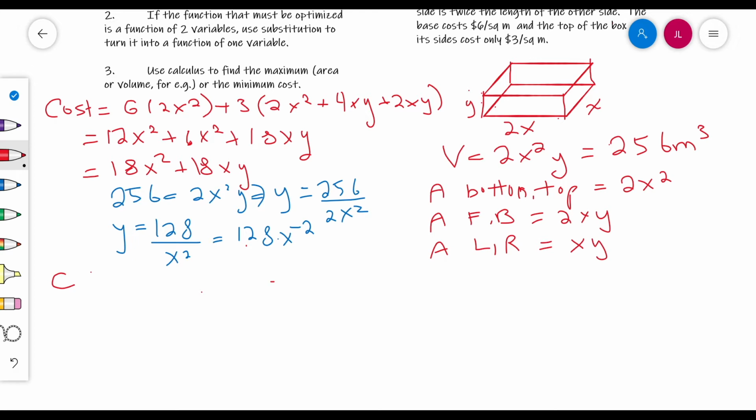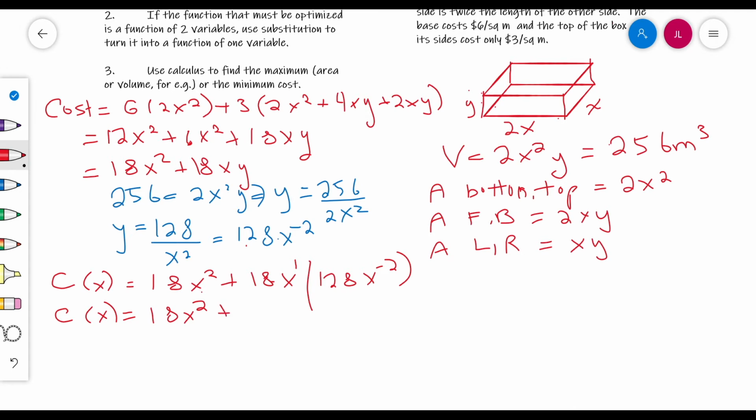So now we're really going to have cost as a function of x is 18x squared plus 18x times 128 x to the negative 2. Now this is x to the 1. And x to the 1 times x to the negative 2 is x to the negative 1. So my cost function is 18x squared plus 18 times 128 x to the negative 1. Notice I'm not worrying about multiplying yet because it doesn't make a difference right now. Now I have a function of x and I can take the derivative. I can finally do step 3.